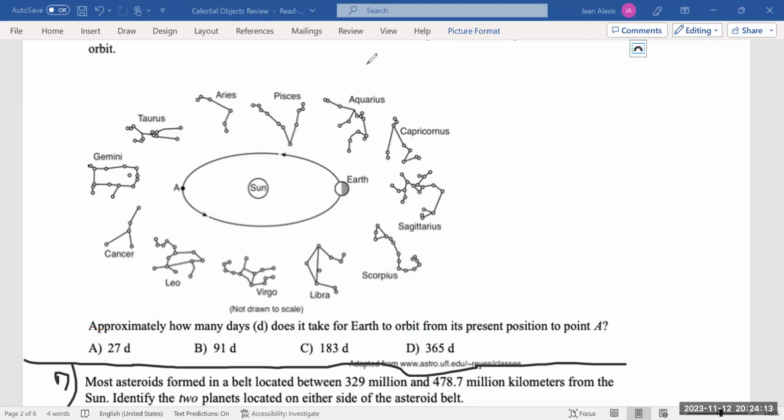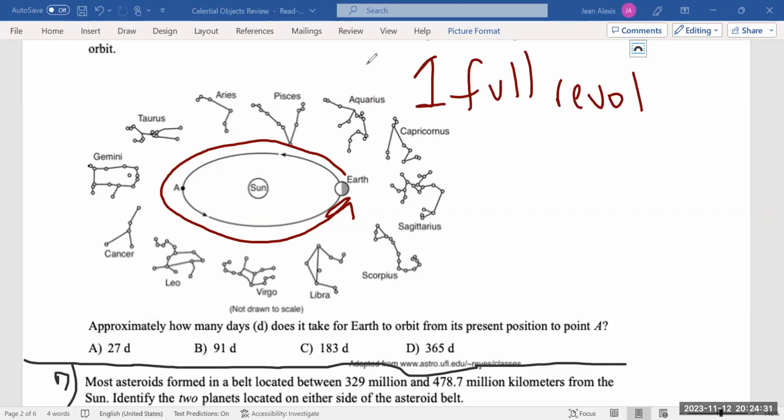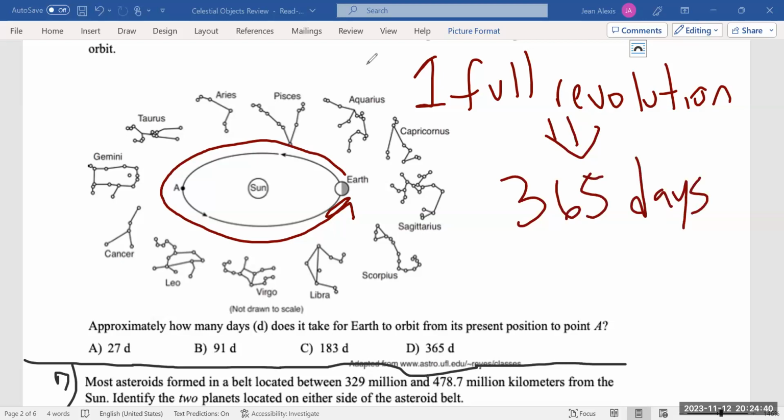So there are some things that we do need to know. The Earth completes this entire pathway. In how many days does the Earth do one full revolution? One full revolution for the Earth is equal to 365 days. So for the Earth to do one complete path back to where it is again, it's going to take 365 days.